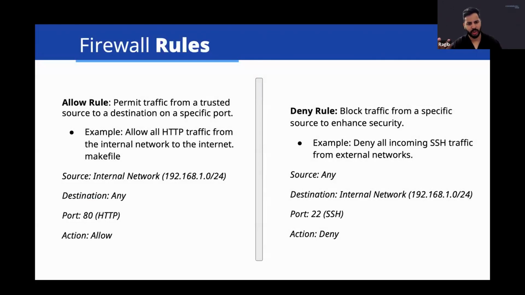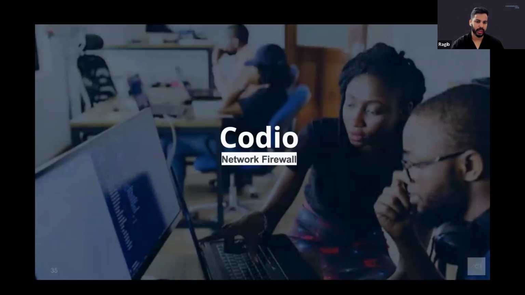Again, there are normally two actions: one is allow and one is deny. The first one is allow. This type of rule permits traffic from a trusted source to a specific destination or port. Deny means you block that traffic, often from untrusted or unknown sources, to reduce risk. We do have a similar lab that we will work on, which is our lab 6.